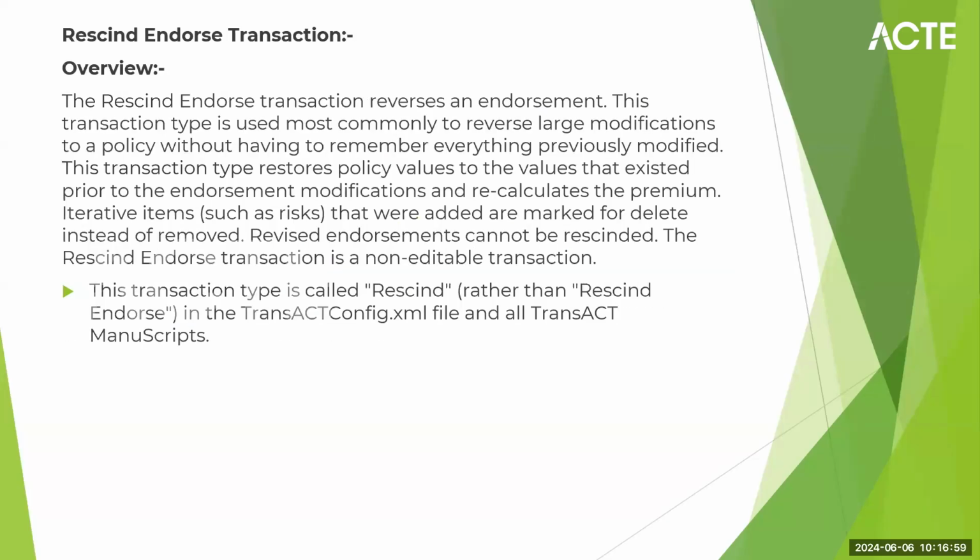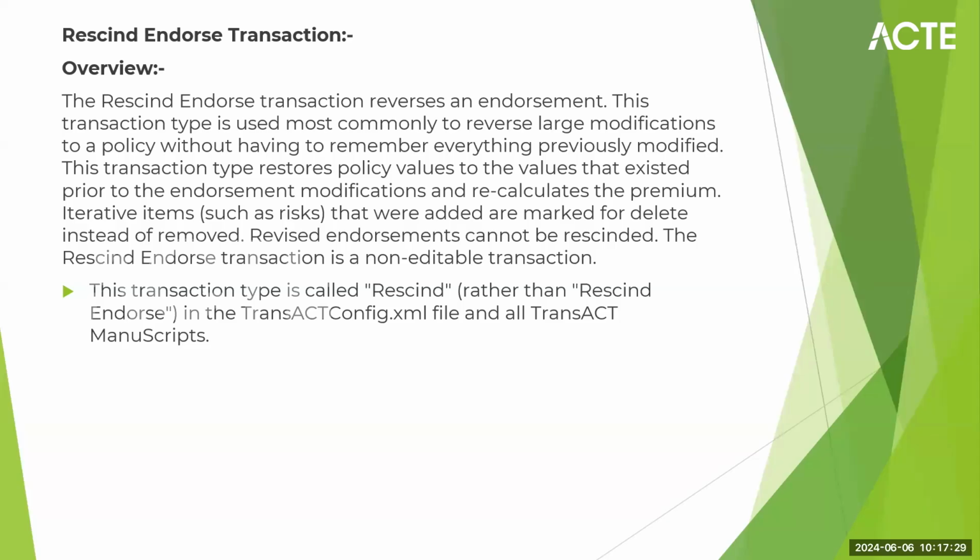Resign endorse transaction. Suppose you have done the endorsement transaction, and now you don't want the changes to be applicable. You want to reverse the changes whatever you have done in the endorse. Then in that case, you need to do a resign endorse transaction. A resign endorse transaction reverses an endorsement. This transaction type is used commonly to reverse large modifications to a policy without having to remember everything previously modified.